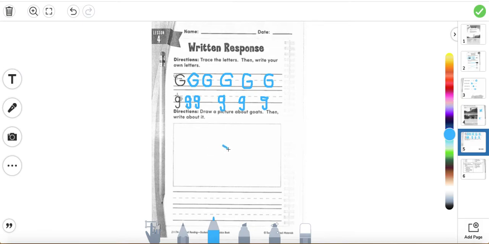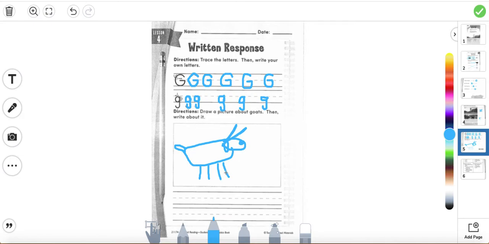I'm going to try to draw my picture here. I'm not that good at drawing, but that's okay. It has the horns. So I'm drawing the billy goat. It has this little tail. You have legs, 4 of them. Okay. Then write about it.